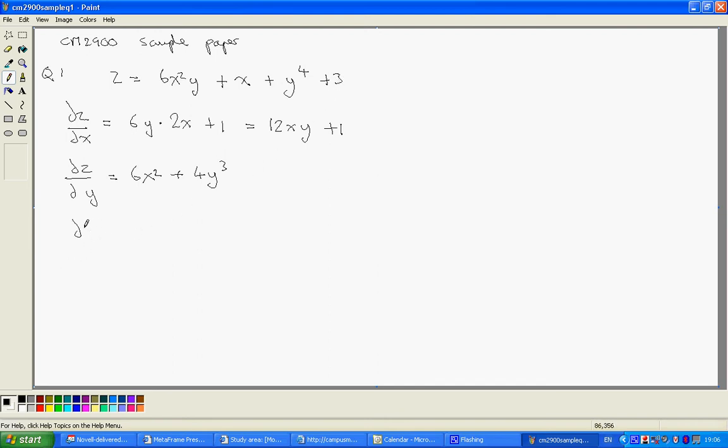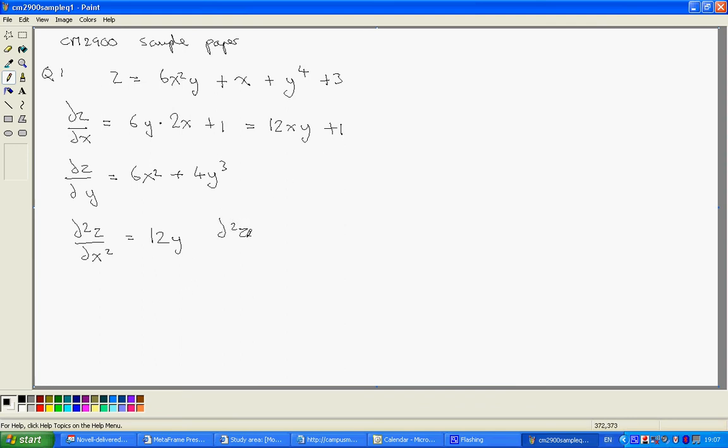Then the second order derivatives, partial d2z by dx squared. So that's the derivative of partial dz by dx with respect to x. So we have 12xy should be read as a constant 12y times x. Derivative of a constant times x is just a constant, so 12y. And 1 is a constant, so its derivative is 0.